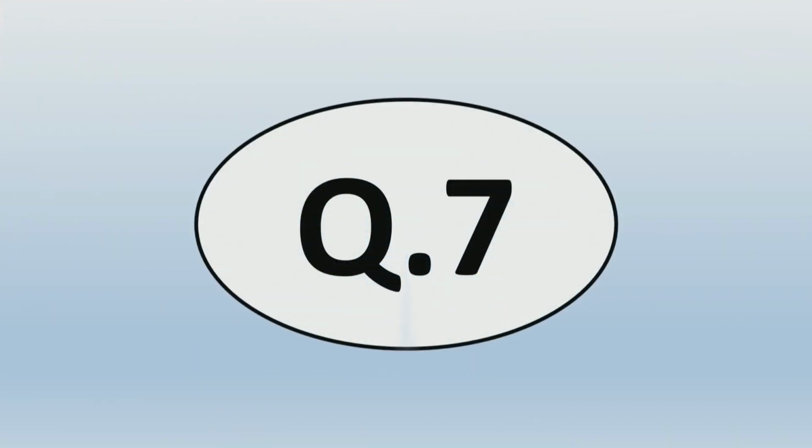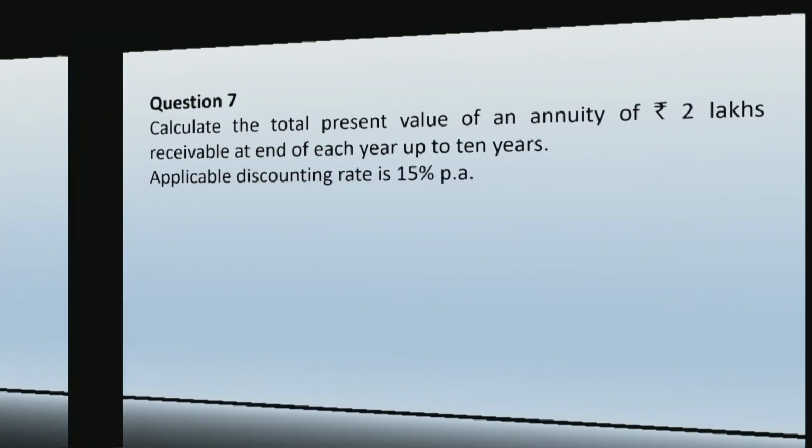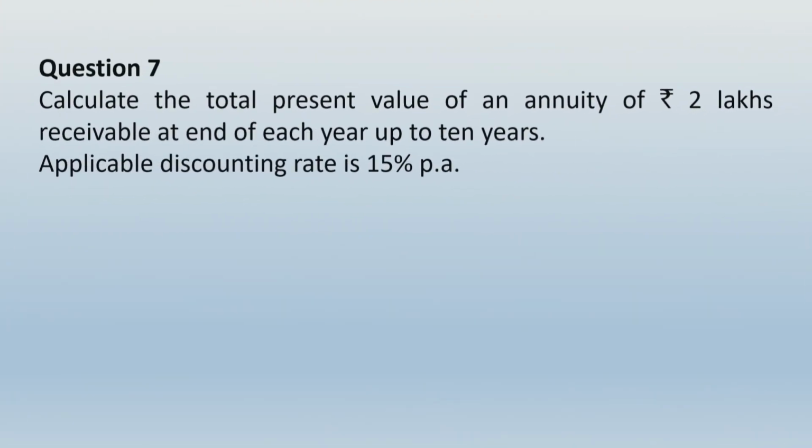That will be question number 7 in your book. This question reads like this: calculate the total present value of an annuity of rupees 2 lakhs receivable at end of each year up to 10 years. Applicable discounting rate is 15% per annum.